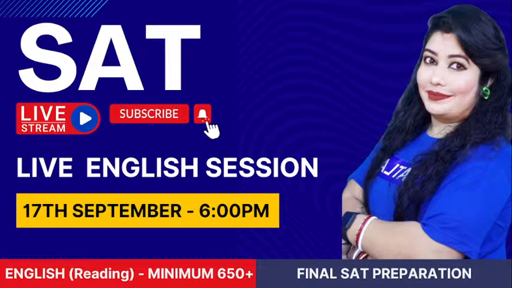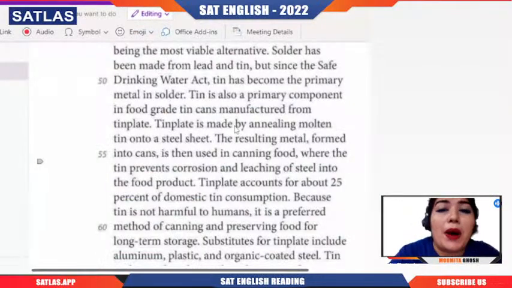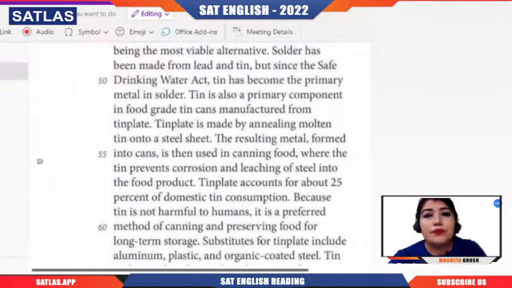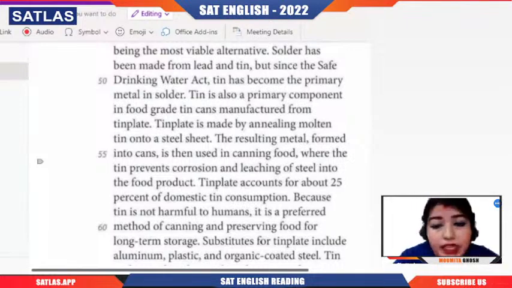Tin is also a primary component in food grade tin cans manufactured from tin plate. Tin plate is made by annealing molten tin. Annealing is also a part of the smelting process, where the purest form of tin is extracted onto a steel sheet. The resulting metal is formed into cans. Corrosion and leaching of steel into the food product is prevented.